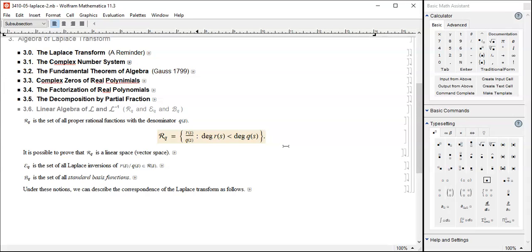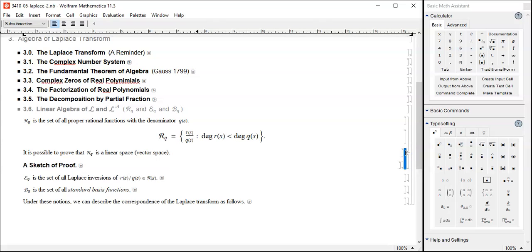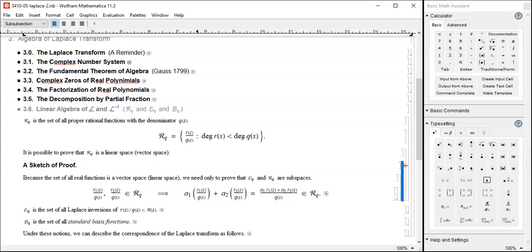An RQ is a set of all proper rational functions with denominator Q of S. That is R of S over Q of S, where degree of R of S is strictly less than the degree of Q of S. Now, it is possible to prove that RQ is a linear space or vector space. And you don't have to go through all 9 properties of a vector space, actually, because we already know the function space is a vector space. So all we have to prove is that this is a subspace.